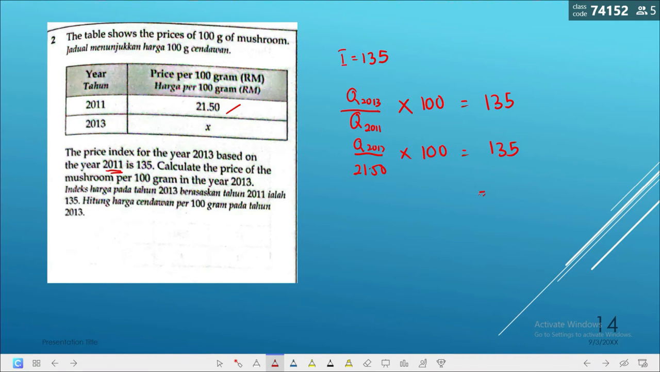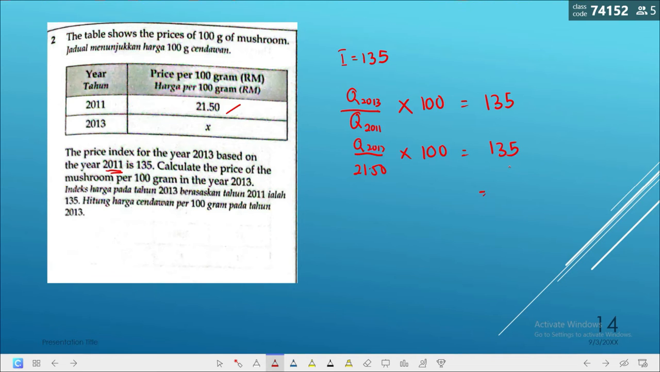So this one is also the same. They give you the index and ask you to find Q1 or Q0, whether the base or the number of the year that you want to find, or the base year. So here is 1.35. So 1.35 times this one is multiplied.